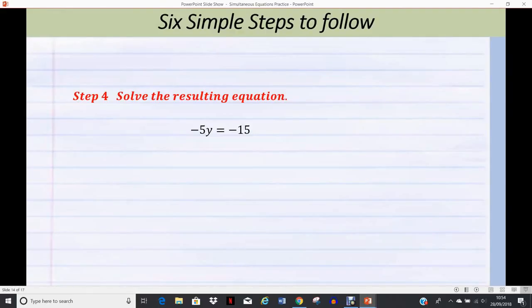This is again very simple. All I've got to do is divide both sides by minus 5. The minuses cancel out and we're left with plus 15 over plus 5 on the right hand side, and 5 into 15 goes 3 times, so we're left with y equals 3.